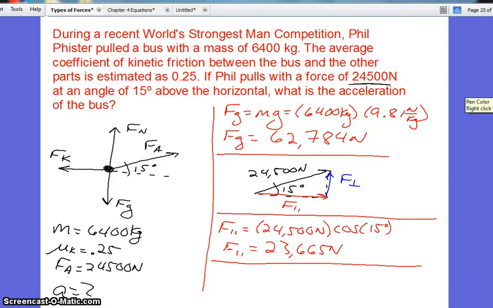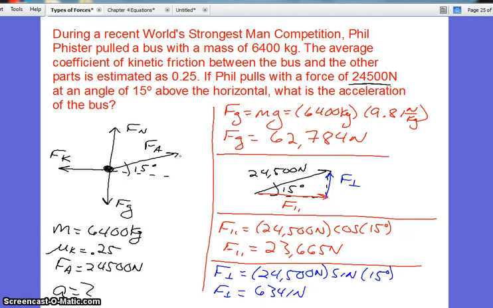Then we're going to solve for the perpendicular component. That is the opposite side, so we'll use the sine in this case. And we get the perpendicular component to be 6,341. And the units would be newtons. So let me draw those in here, perpendicular and parallel components. And again, what we're doing is we're replacing this applied force with its two parts. We're replacing it with the parallel and perpendicular component.